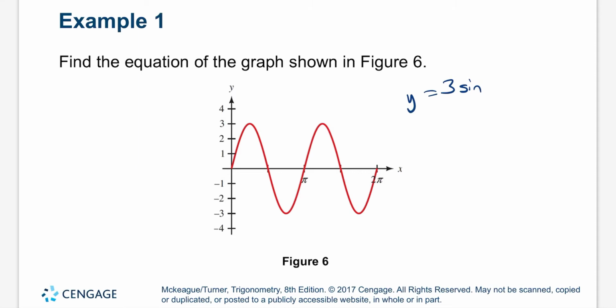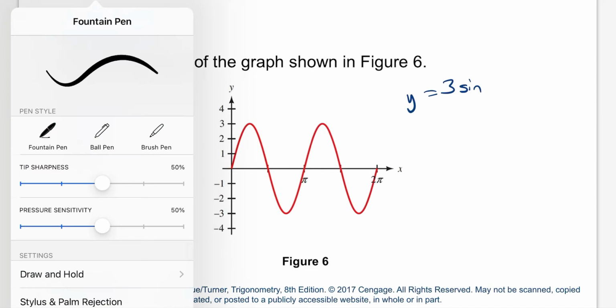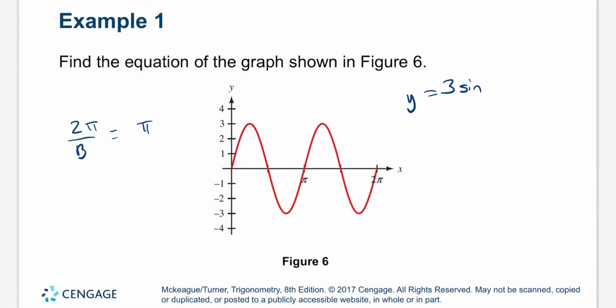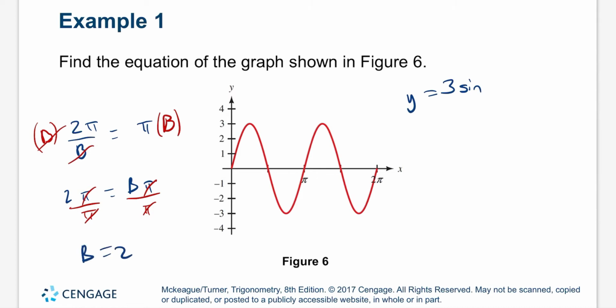And now the period, we know that the period is 2 pi over b, and the period here is pi because it starts from 0 and it ends at pi. So the period has to equal pi. So now all we have to do is solve for b. We can multiply both sides of the equation by b. And now we have 2 pi equals b pi. Divide both sides by pi. And there you go, b is equal to 2. So that would have to be 2x. That would be our final answer.